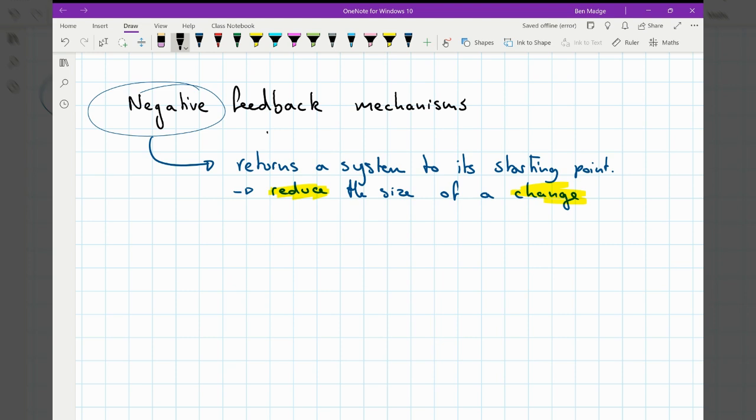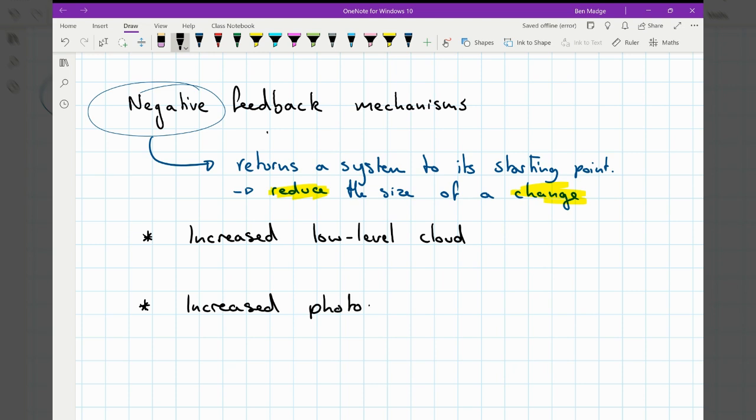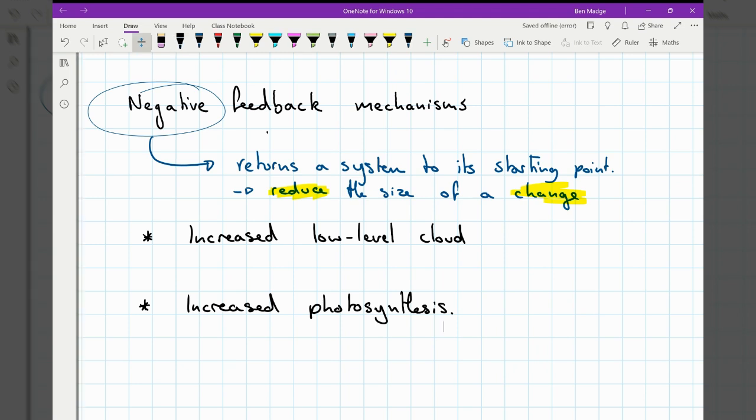Now, in climate science, the two examples you need to know are increased low-level cloud and increased photosynthesis. So let's have a look at these in a bit more detail.